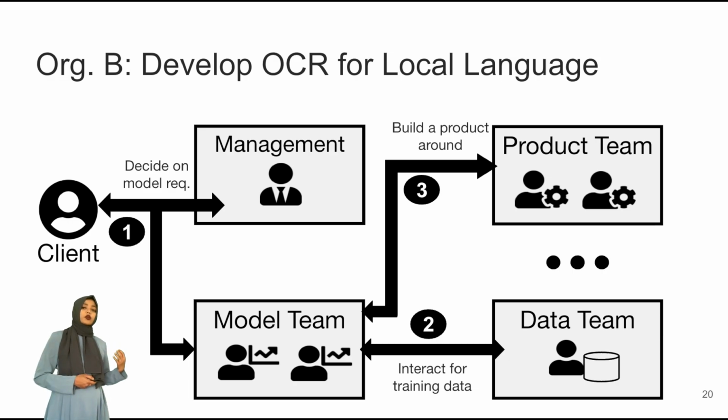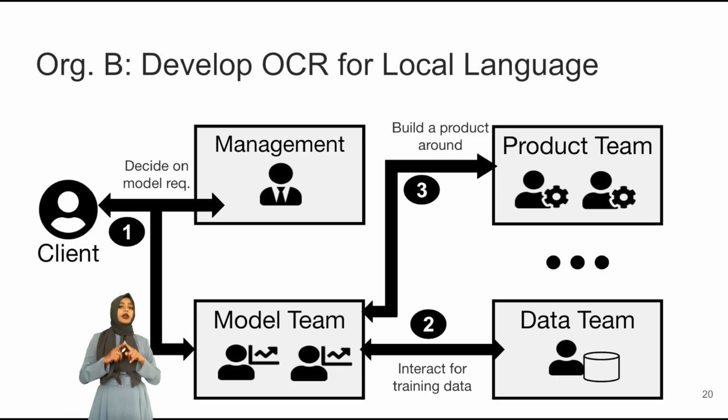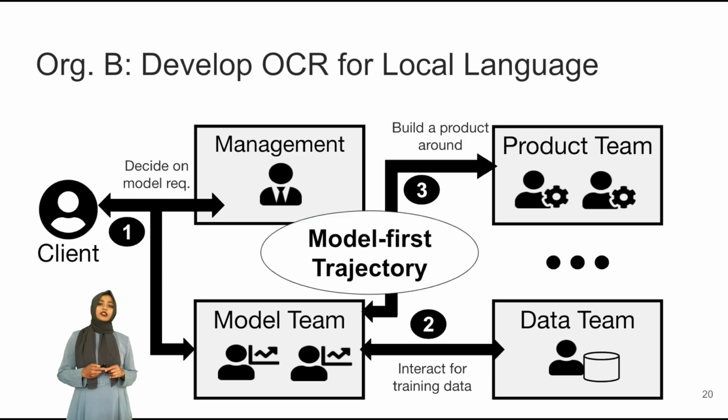Later, after the machine learning model is trained with data and so on, the product team is brought in to make a wrap around the model and make it a deployable product. We call this kind of workflow a model first trajectory, because the model is the primary part of the product, which comes first.